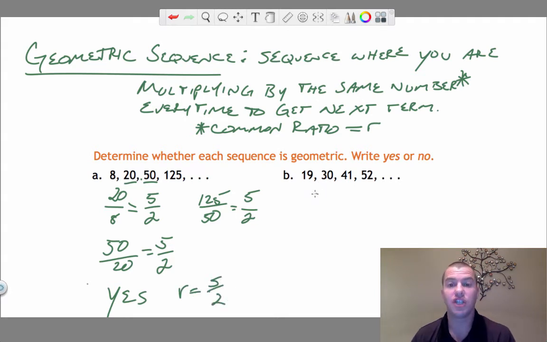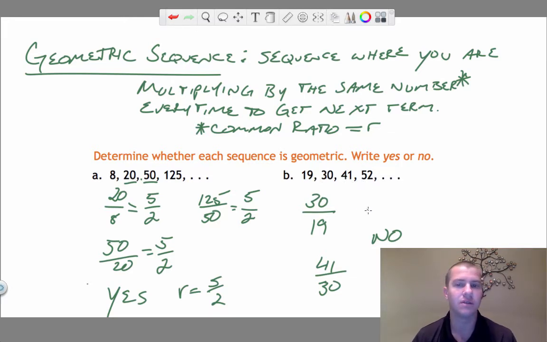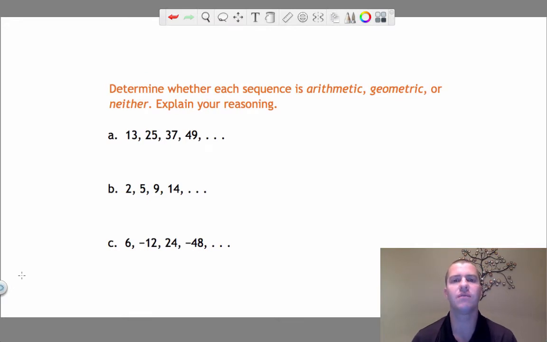This one, to tell if it's a geometric sequence, I would want to do 30 divided by 19. That doesn't reduce, and it's not the same thing as 41 divided by 30, so this one is no. If you check the pattern here, you are adding 11 every time, so this would be an arithmetic sequence. Here, to determine if the sequence is arithmetic or geometric, go ahead and pause it and try to do it on your own. There is a possibility of it being neither as well.